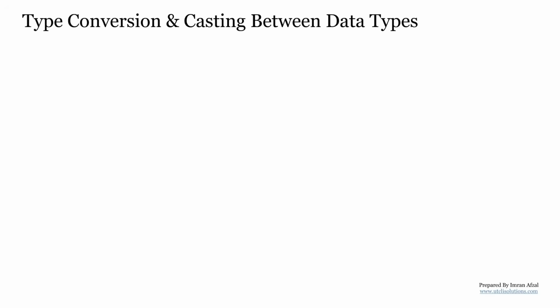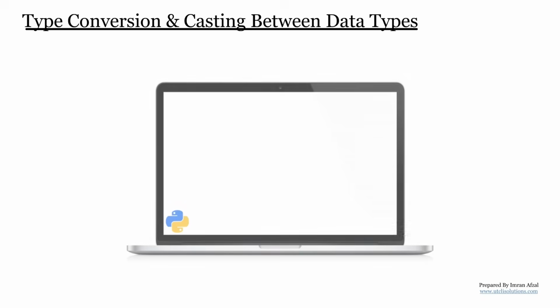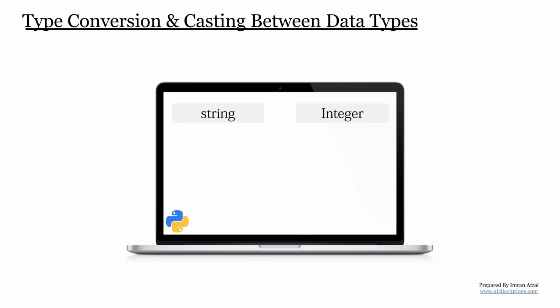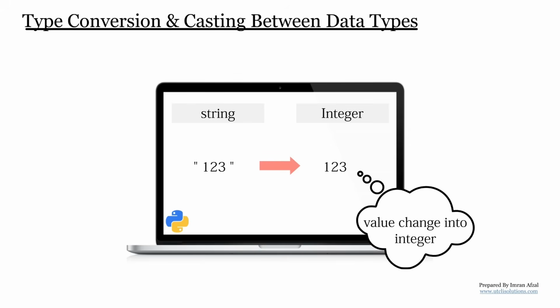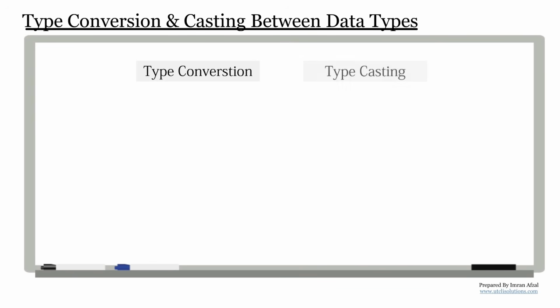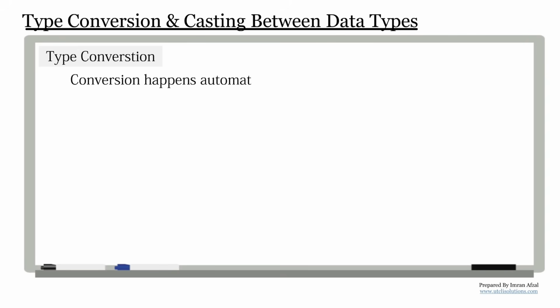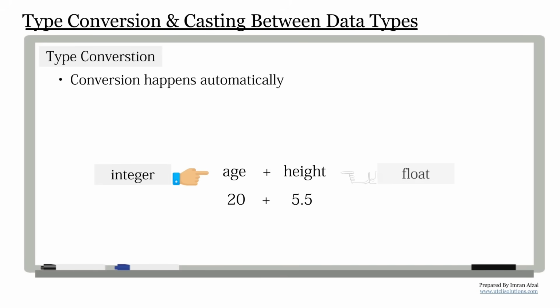In this lecture, we will learn about type conversion and casting in Python. Type conversion and casting are processes that allow us to change the data type of a value from one type to another. Type conversion and type casting are related but different concepts. The type conversion happens automatically when Python needs to combine different data types in an operation, like adding an integer to a float. The type conversion is also known as implicit type conversion.